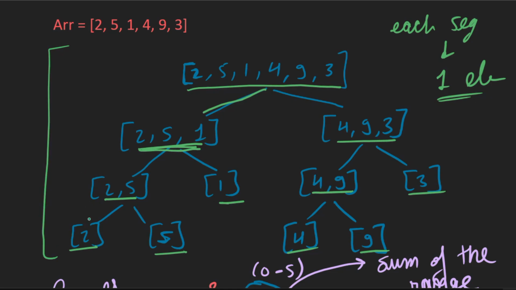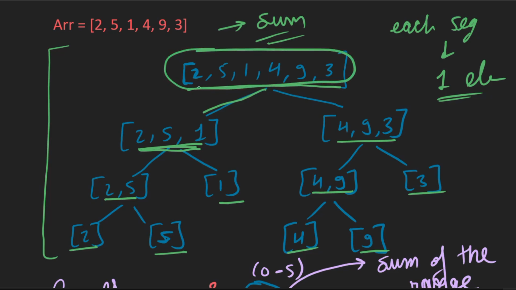This is only for explanation. What we need here is the sum, so each node will store the sum of its segment. This node will store the sum of the whole array, this node will store the sum of these three elements, and this node will store the sum of these three elements. This way these nodes will store the sum.